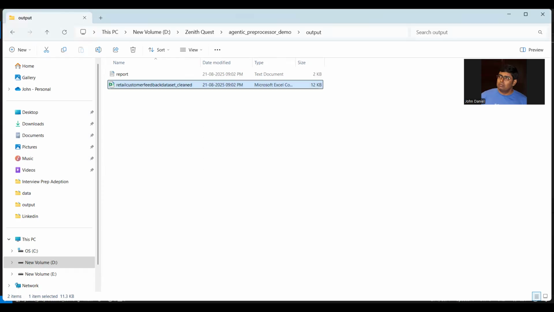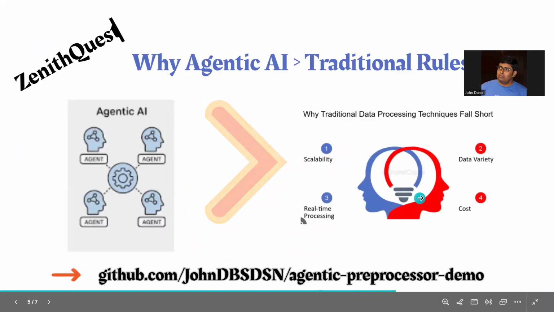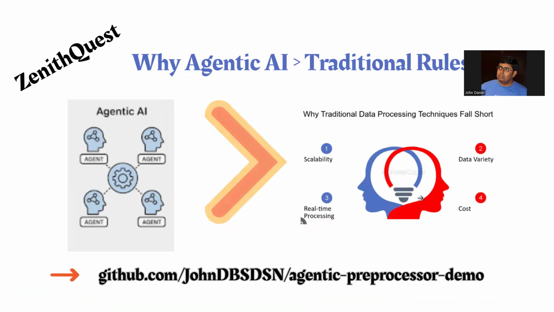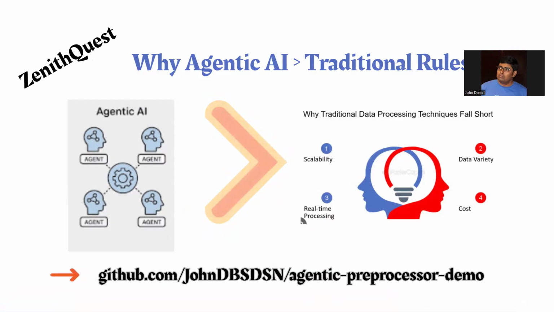Now you have seen it, and I have already given the description also. So now you come to know why agentic AI is better than traditional rules. Agentic AI is powerful because of its reasoning, adaptability, and transparency. Instead of me hard-coding every rule, the AI adapts to any dataset. You can clone the repo on GitHub and try it on your own data, and even extend it. I have given the link over here.